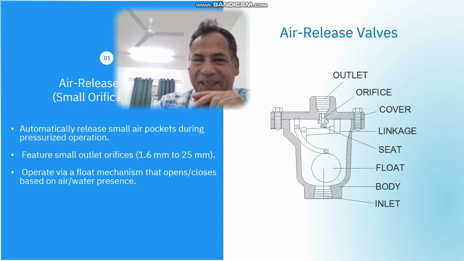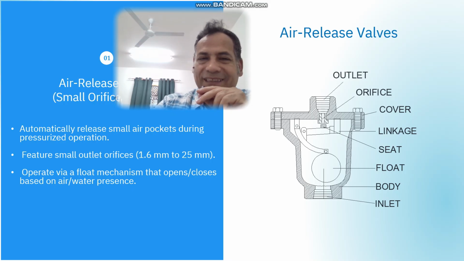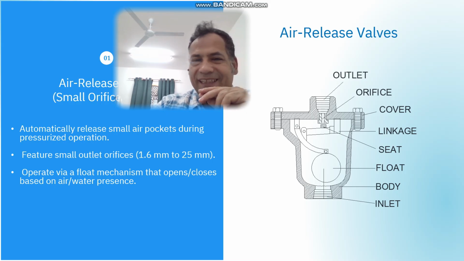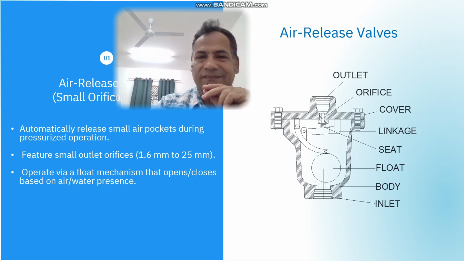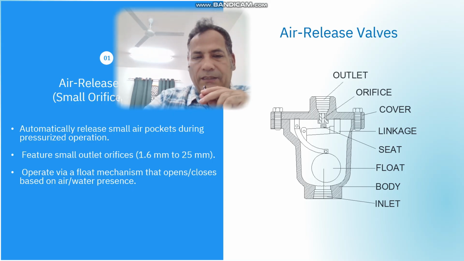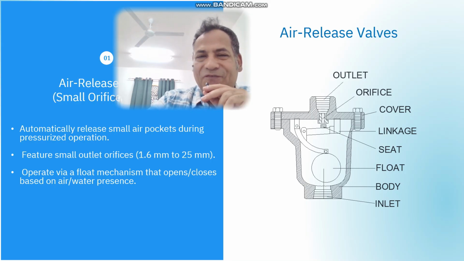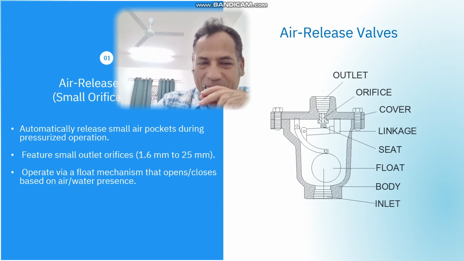This type of air valve can automatically release air, but the amount of air released by this valve will be very small. And the orifice size will be 1.6 mm to 25 mm.